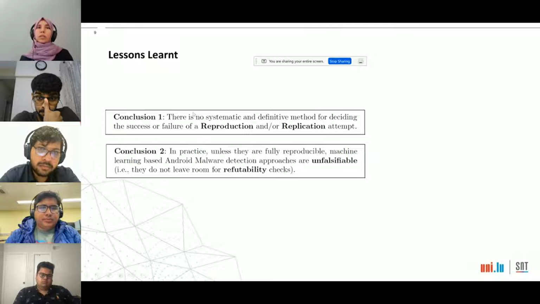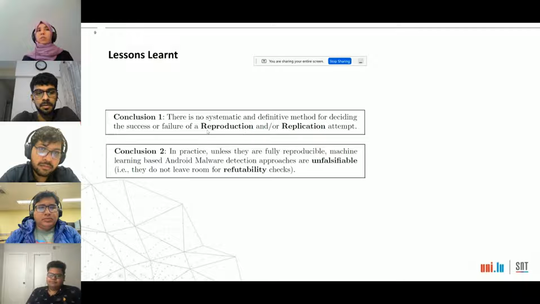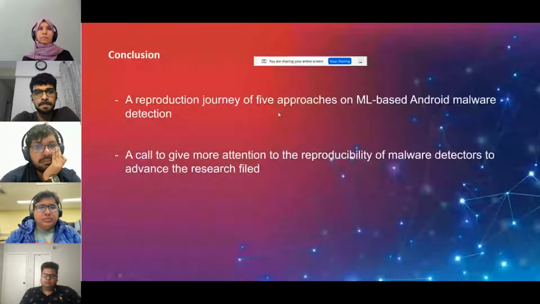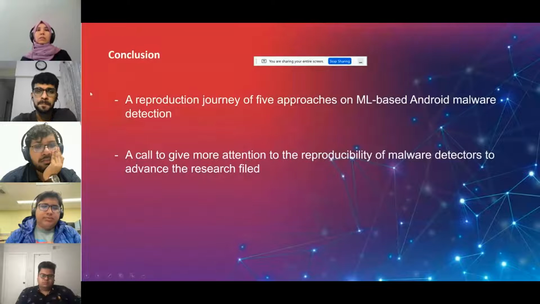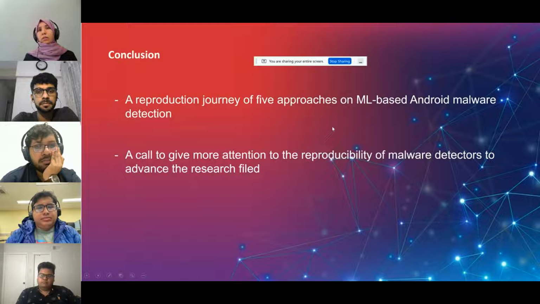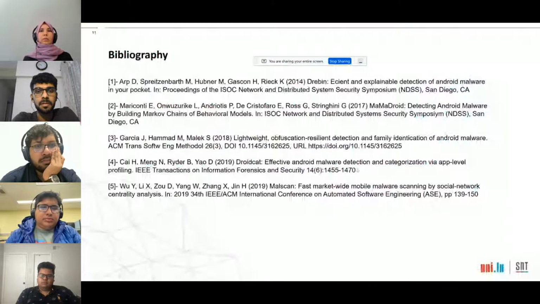Our study has also raised the issue related to the absence of a systematic method for deciding about the success or failure of a reproduction study. And also, when an approach is not reproducible, it cannot undergo a refutability check. So in our paper, we describe our reproduction journey of 5 approaches on machine learning based Android malware detection. With our study, we hope that we all learn lessons from this work and invest more in making our research reproducible. Thank you.